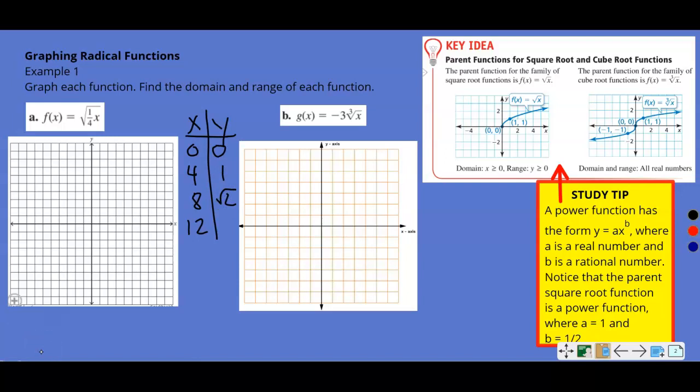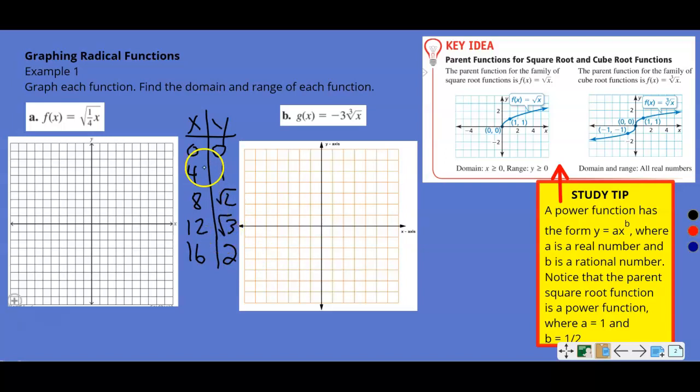And 1/4 of 12 is 3, so that's going to be the square root of 3. So we may need to find some decimal values in order to graph these, but let's choose one more multiple of 4. So let's choose 16. So 1/4 of 16 is 4, and the square root of 4 is 2. So you can see that these numbers here are going to fall between 1 and 2.